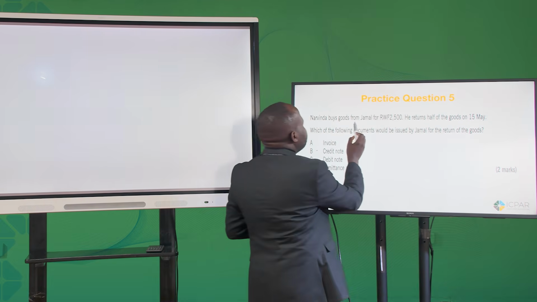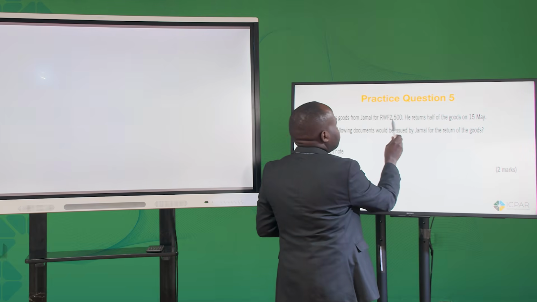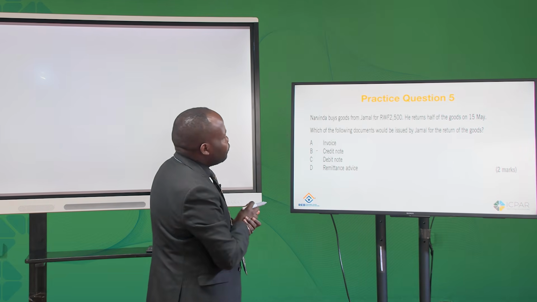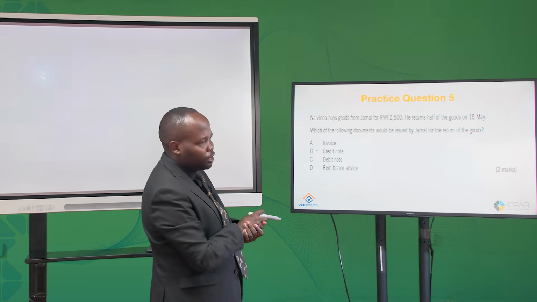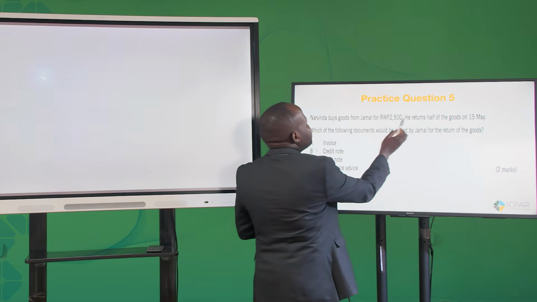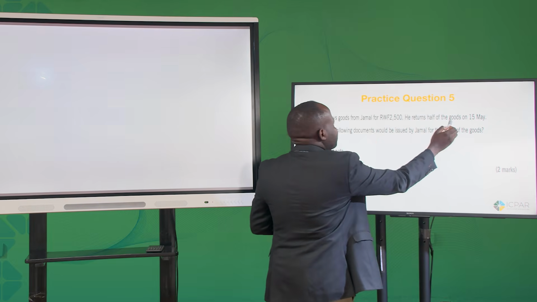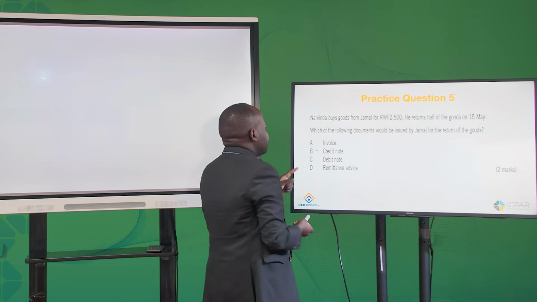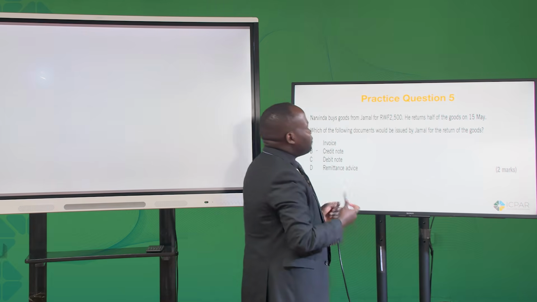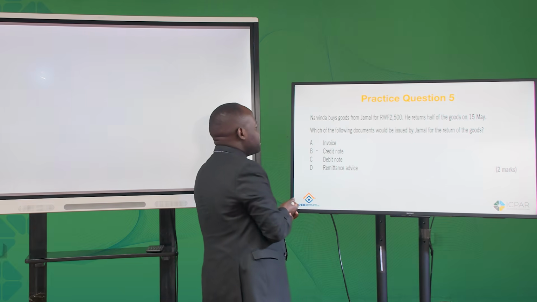N buys goods from Jamal for 2,500. He returns half of these goods on 15th May. So he buys goods of these and half of the goods have been returned. So there is a debit note from the company. Which of the following documents would be issued by Jamal for the return of goods?